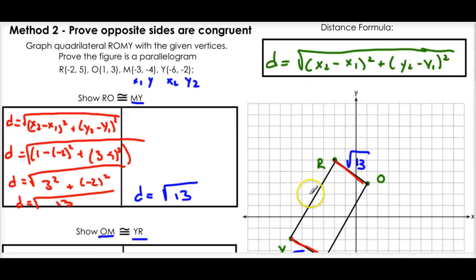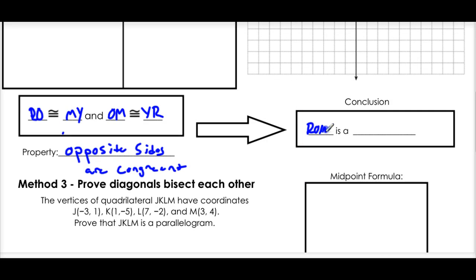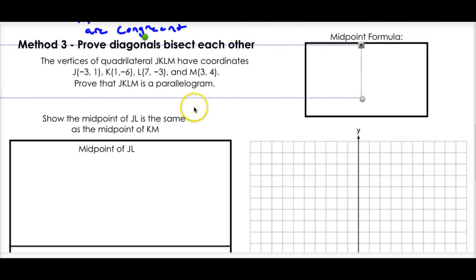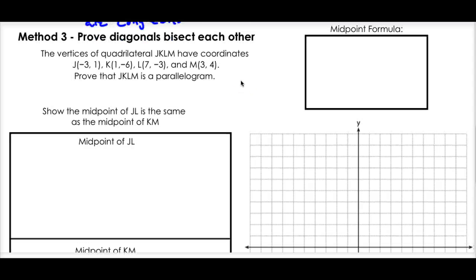And because of that, we have now proven that ROMY is a parallelogram. All right. Okay, for method 3, prove diagonals bisect each other. To do that, we just have to show that both diagonals have the same exact midpoint. Let's see why. Let's draw it out first.